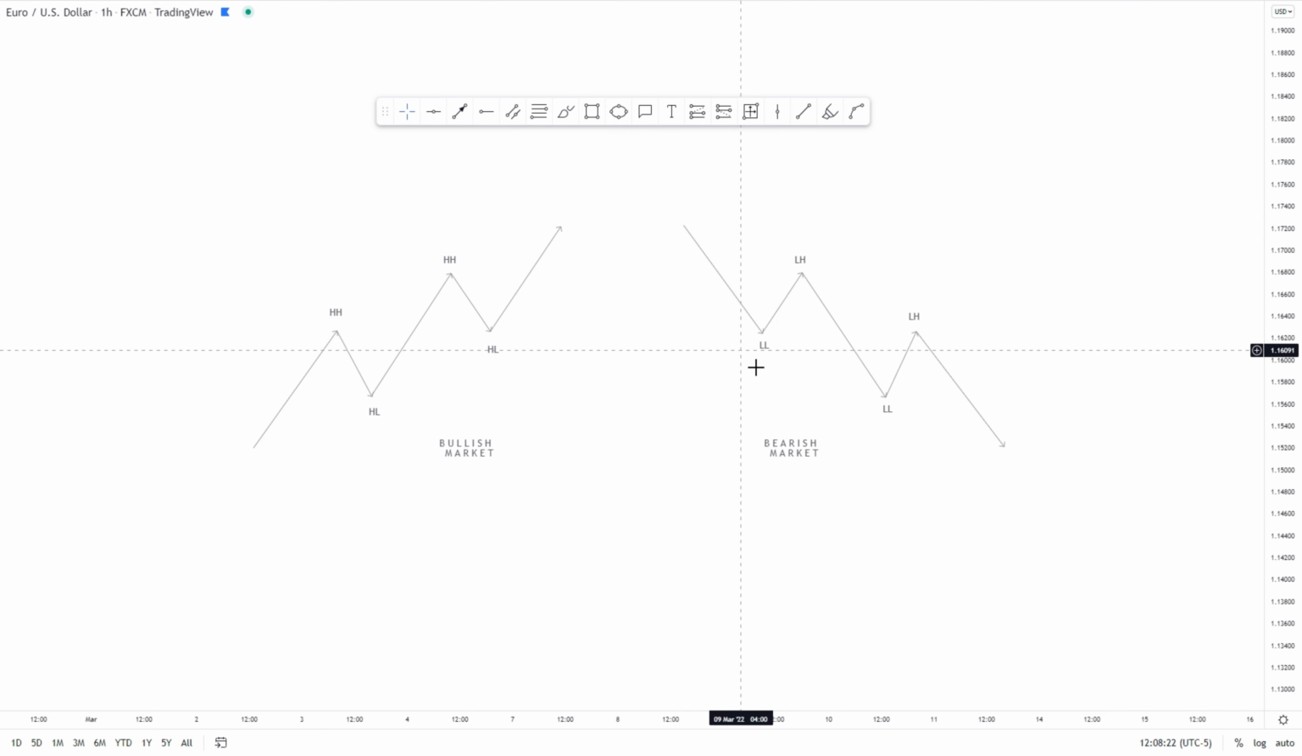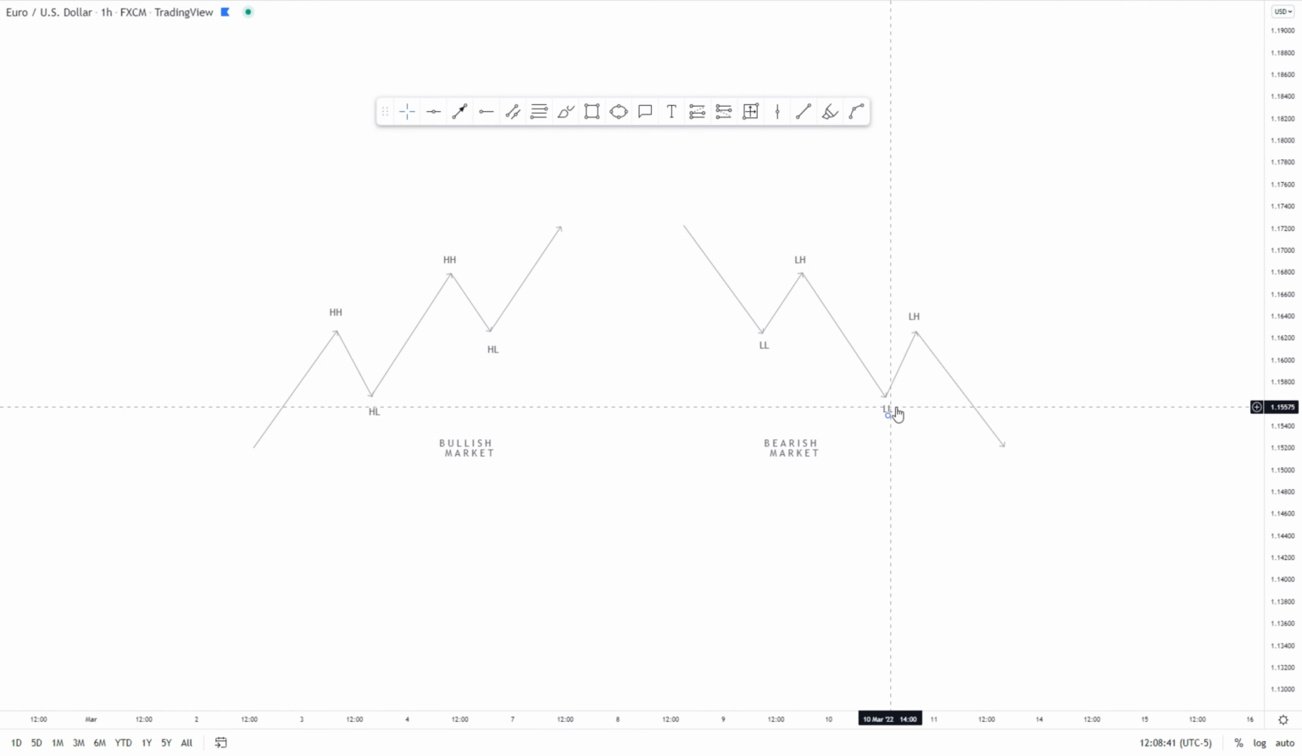Bearish market, we want to be selling. A bearish market is going to create lower highs and lower lows. So why is this a lower low? Because it's lower than a previous low at some point in time. Why is this a lower high? Because it's lower than a previous high.